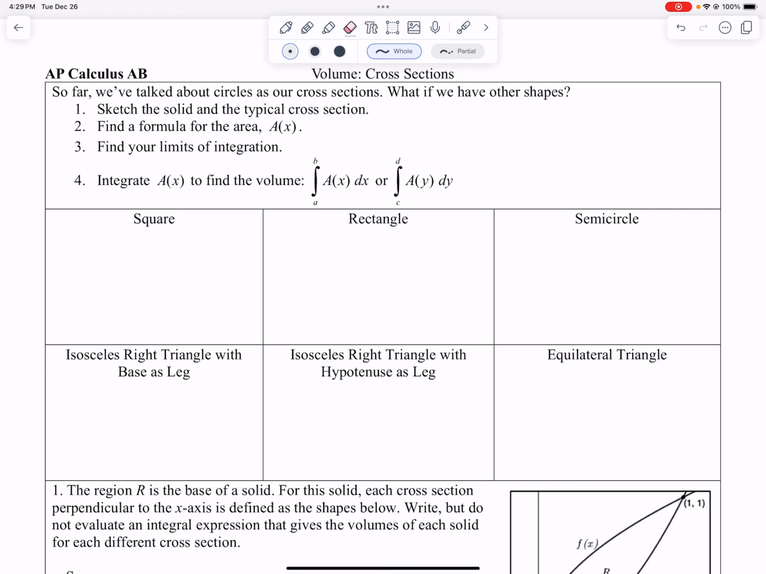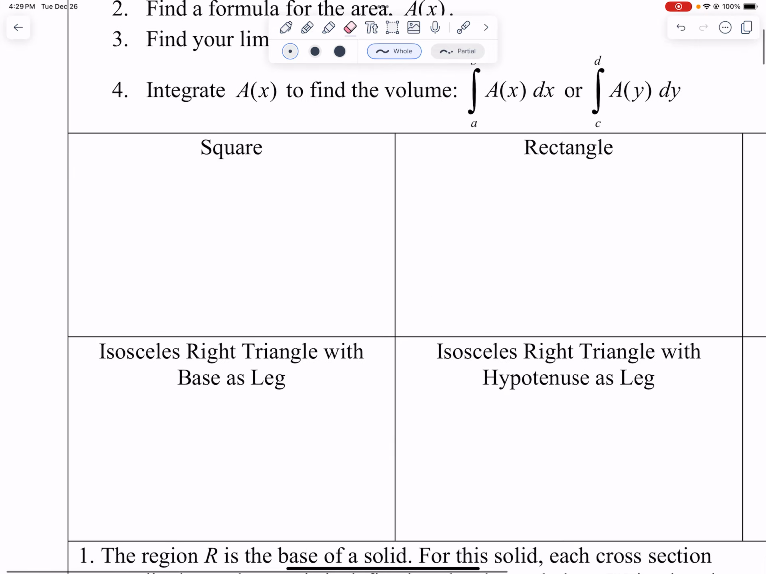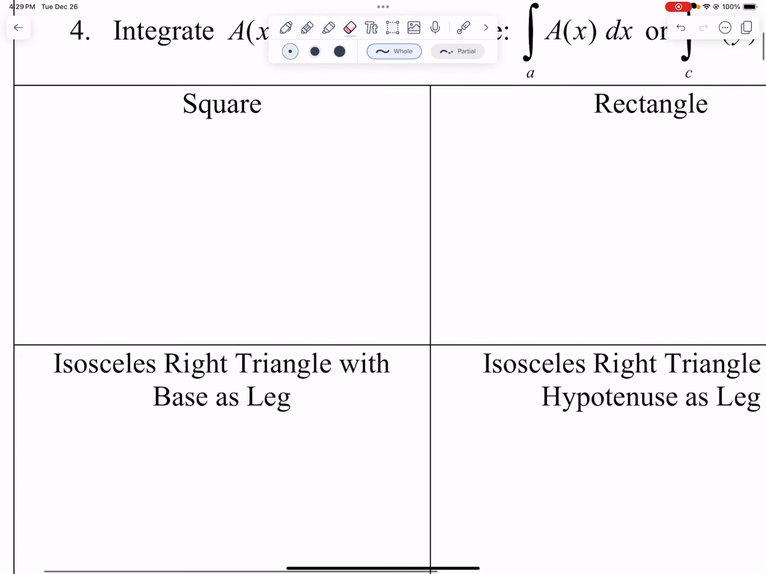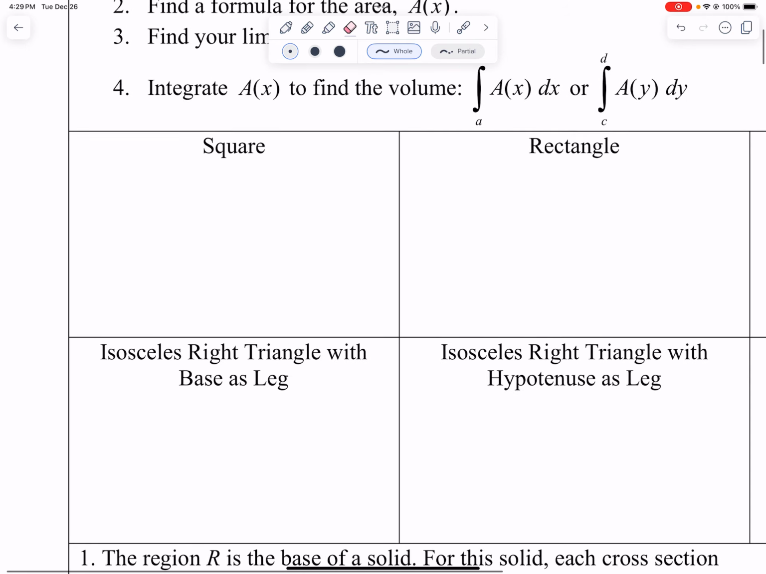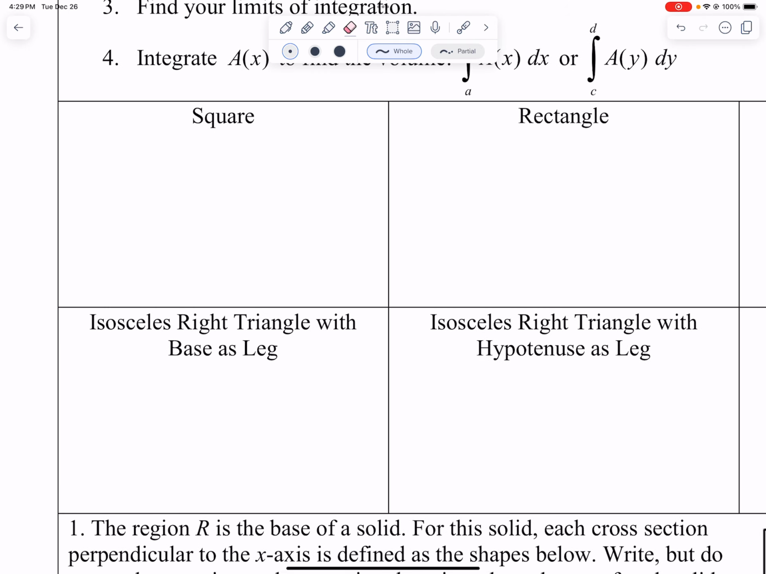Alrighty, in this video we are going to be talking about cross sections, and so far in 6A we've only talked about circles as our cross section with discs and washers. But in this lesson we're going to talk about what if squares or rectangles or semicircles or isosceles right triangles with a base as a leg being your cross sections. So we're going to derive some of these formulas, and then we are going to look at number one in this video. And then on the next video, we'll work on some examples.